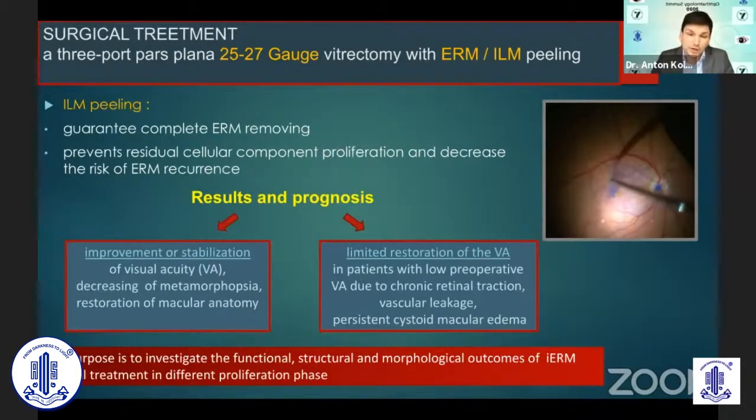Limited restoration of visual acuity in these patients can be due to chronic tractional syndrome, vascular leakage, and persistent cystoid macular edema. The purpose is to investigate the functional, structural, and morphological outcomes of ERM surgical treatment in different proliferation phases.